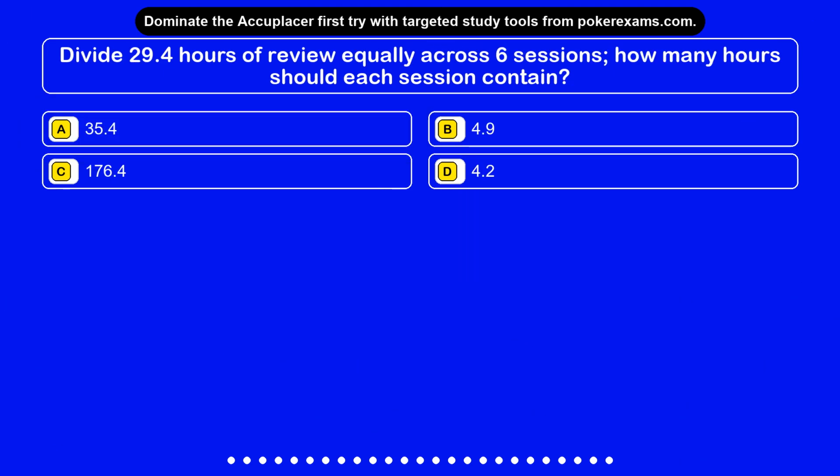Question 3. Divide 29.4 hours of review equally across 6 sessions. How many hours should each session contain? Option A, 35.4. Option B, 4.9. Option C, 176.4. Option D, 4.2.